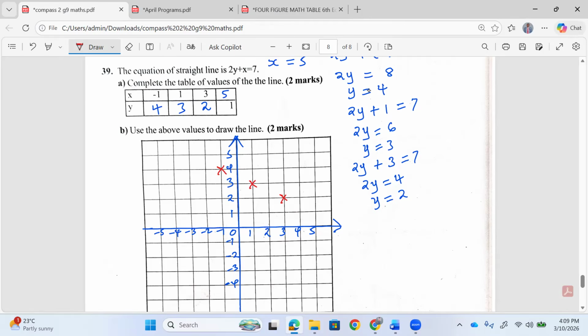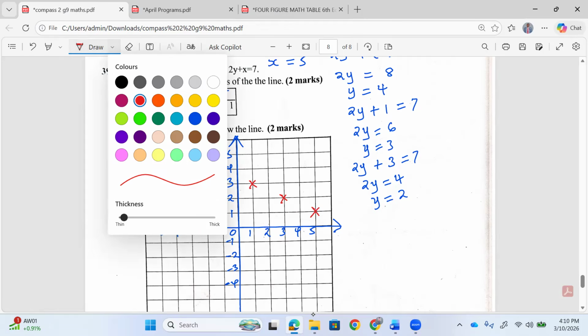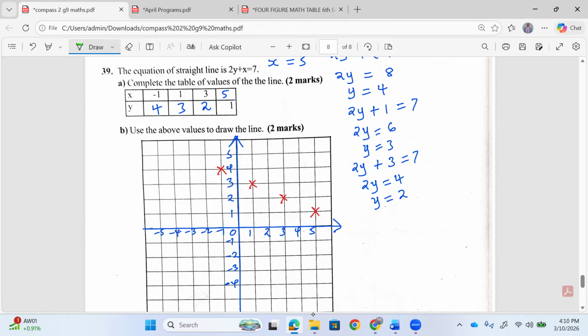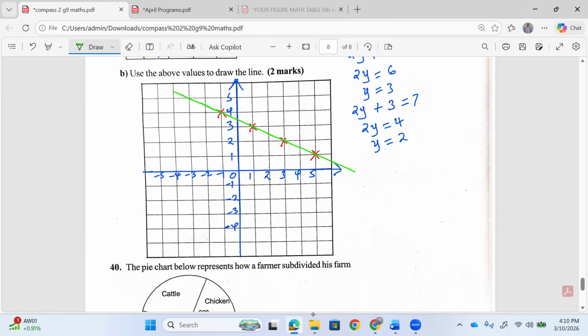Let's check 5 and 1. So 5 on the x and 1 on the y. That is the coordinate. Let me plot it well. Like that. Then now, to draw the line, allow me to change the color of my ink so that everything becomes very visible. Yeah, so I join the dots using a very straight line so that I complete the graph now. Yes, that is it. Have the straight line perfectly drawn.